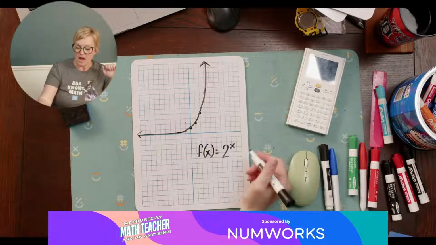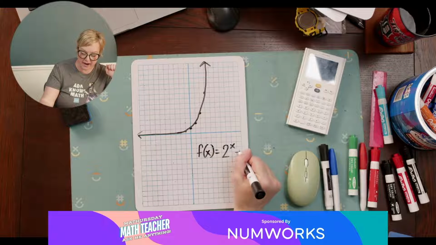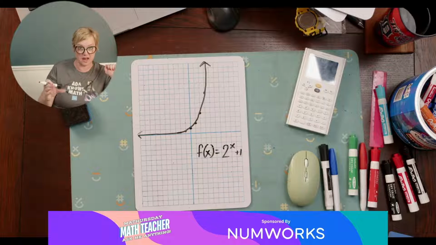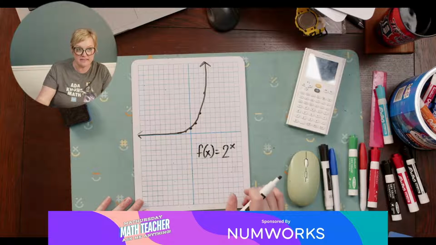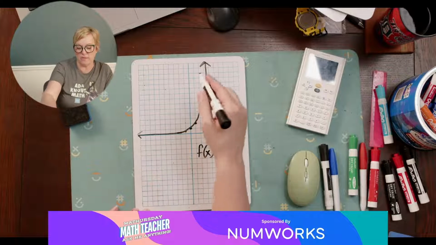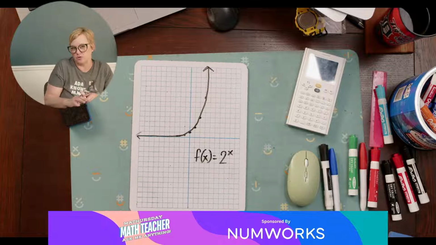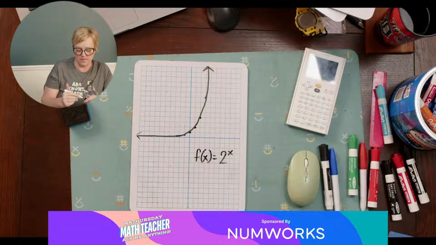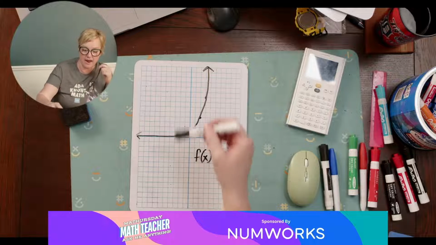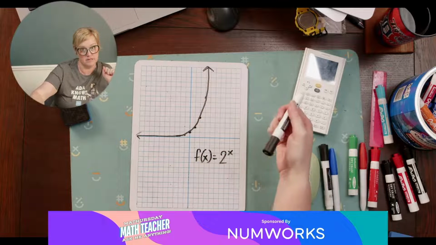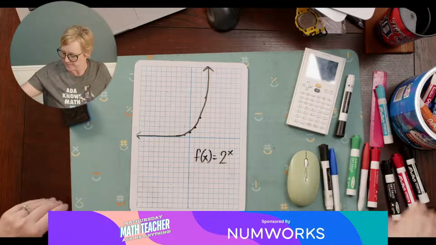That's why I could add something to this, right? I could add 1 and it's going to shift it up and down. That could change where your asymptote is. But generally, this is what you're talking about when you talk about an exponential growth or decay model. So the exponential decay would be going just the other way.